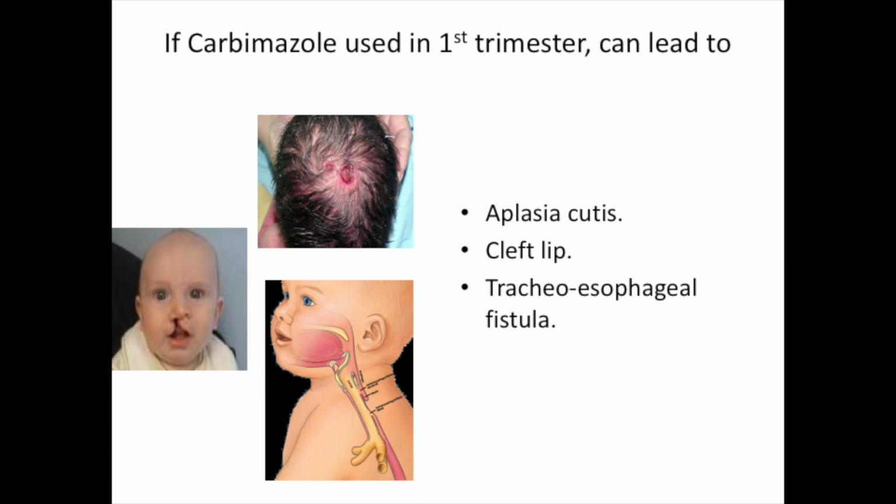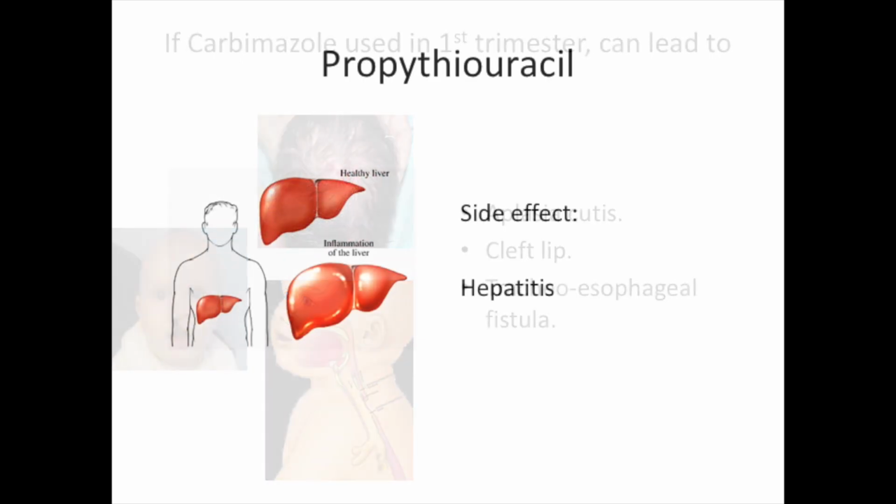What are those congenital anomalies that can happen? Aplasia cutis, where a patch of the scalp has no skin and no hair, and cleft lip or tracheoesophageal fistula. These are known side effects of the use of carbimazole in the first trimester, so try to avoid using it if you are using this antithyroid medication for the first time in the first trimester.